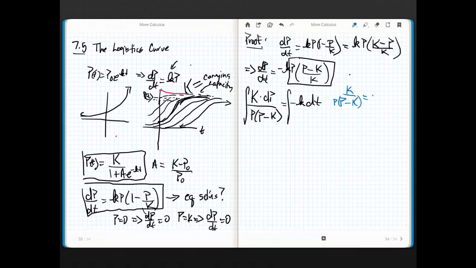So look really close. I know that my denominator of one of these things is going to be a p, and the other one's going to be p minus K, right?